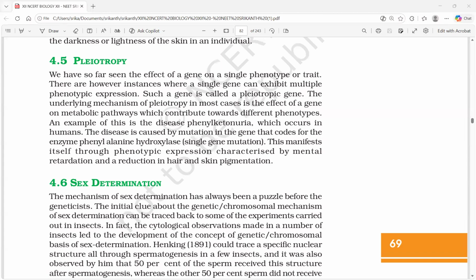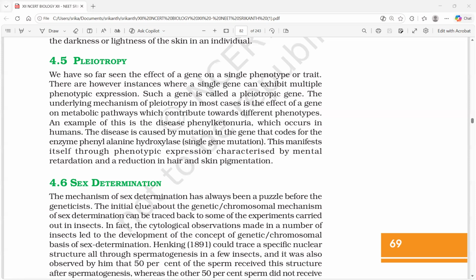Next one, pleiotropy, which is truly the opposite of polygenic inheritance. In polygenic inheritance, we said many genes, one character. Here, many genes, one character is polygenic inheritance. Now, pleiotropy is truly going to be the opposite.